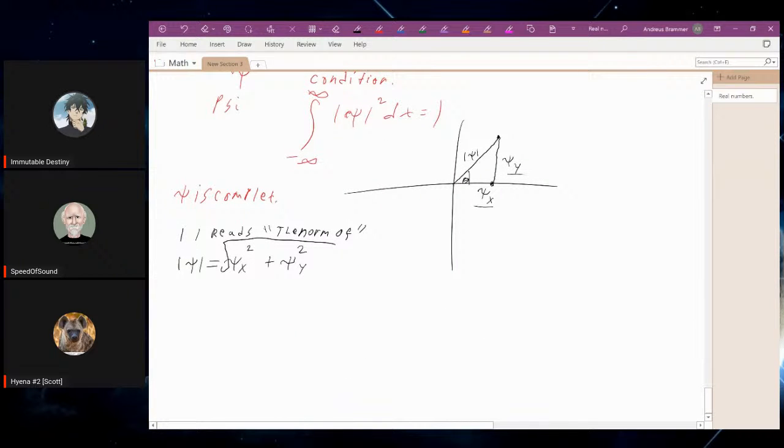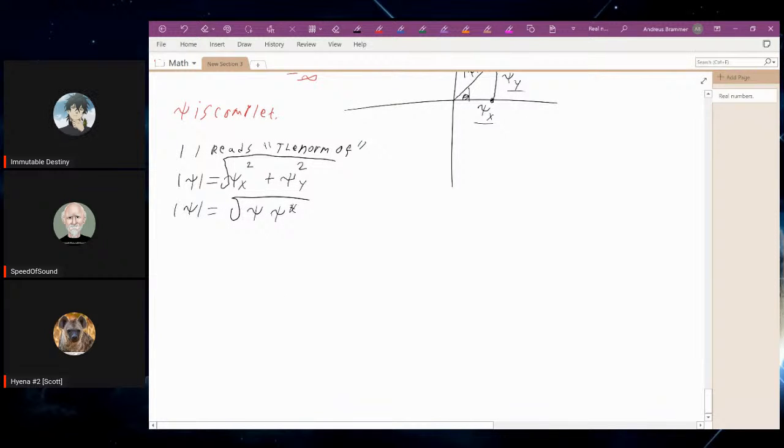But remember, an alternative definition we can give for psi, because psi is a function, we can also describe this as being the square root of psi times psi star. Okay. Well, we know that psi times psi star is real, and we also know that psi x and psi y are going to be real as well, because the components of a complex number are real.